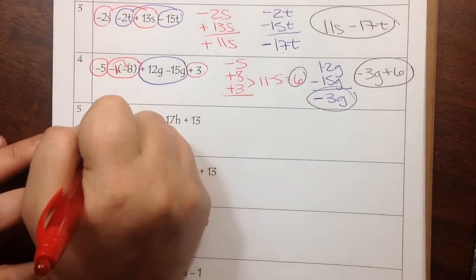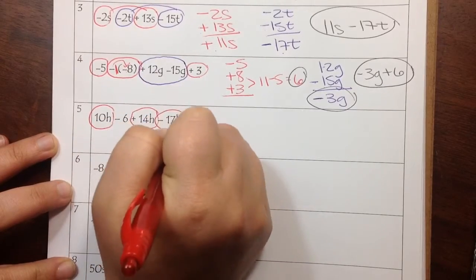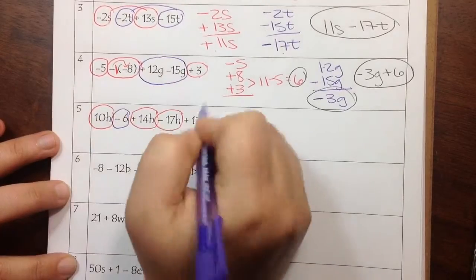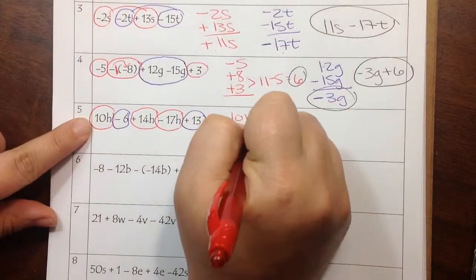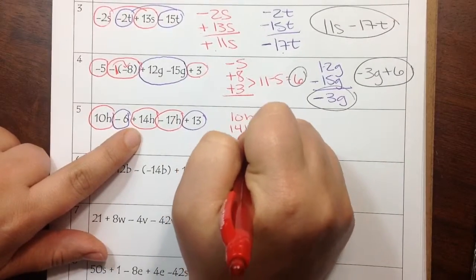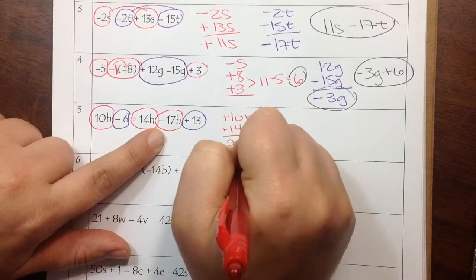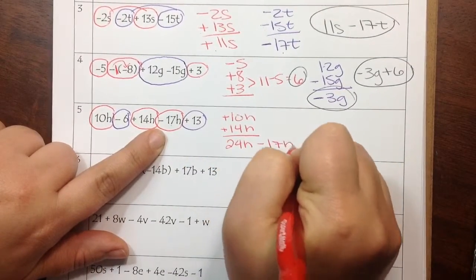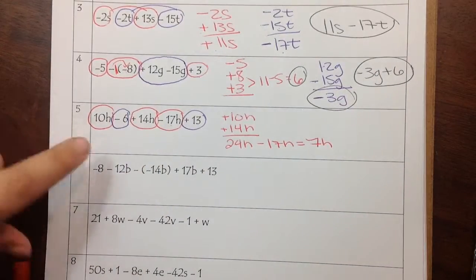All right, let's look at number 5. Same thing, h's will go with h's because they are the same term, and numbers will go with numbers. So I have 10h, 14h. So these are positive, which gives me a 24h. Now I have minus 17h. Leaves me with 7h. So h's are done.